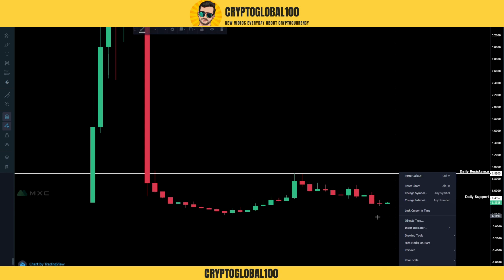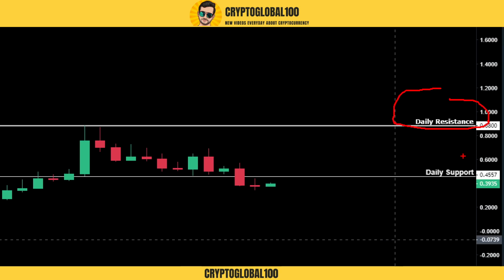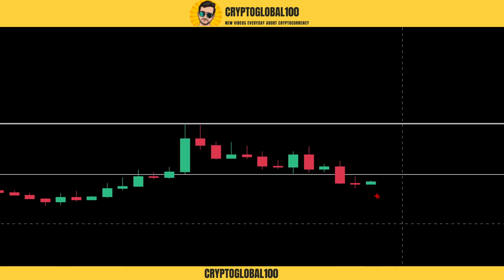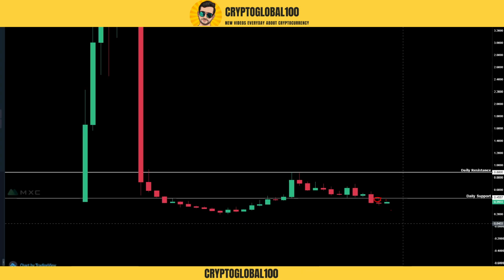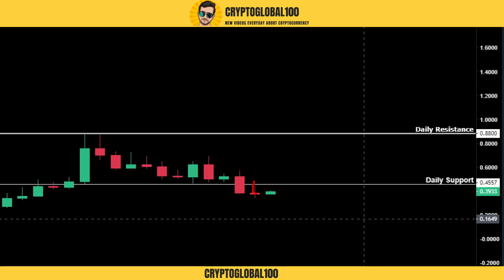Okay, we've got two zones here. We've got daily resistance here at 0.01 and the daily support here at 3.9. So right now the price is fluctuating. Here you see a retest on this level and it got rejected. If we take a look here, at 0.45, the price got rejected. It shows that this is a key level.